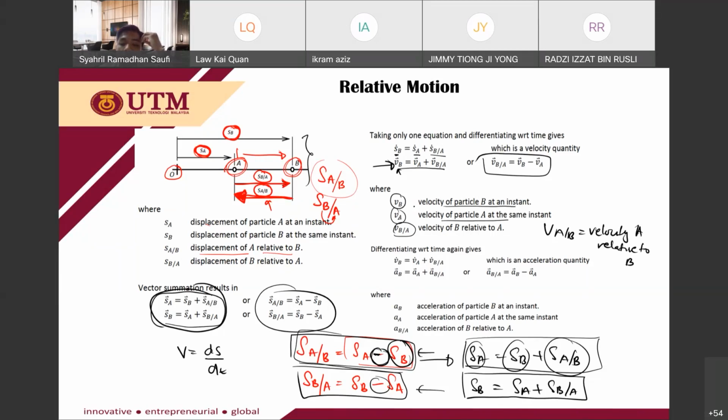All right, then you can differentiate the velocity with respect to time again to get the acceleration. So AB, the acceleration of particle B, is equal to the acceleration of particle A plus the acceleration of particle B relative to particle A. The same goes for the negative form of the equation here, you can rearrange the equation. If you notice, the arrangement of the equation is the same, just with a different symbol.